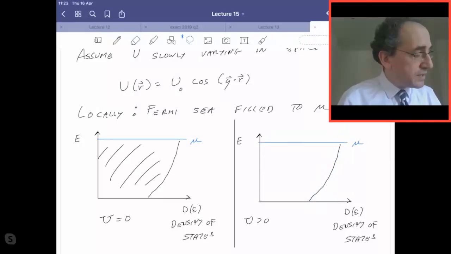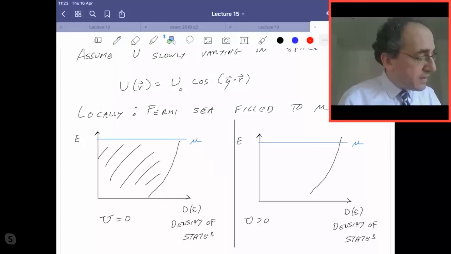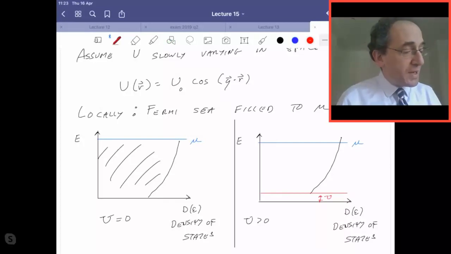Oops, don't want that, I just wanted this guy. Move him up in energy, yep. That was perfect. And I'm going to move them up to some energy there. And I push everything up by an energy U. Okay? Everything got pushed up by an energy U.